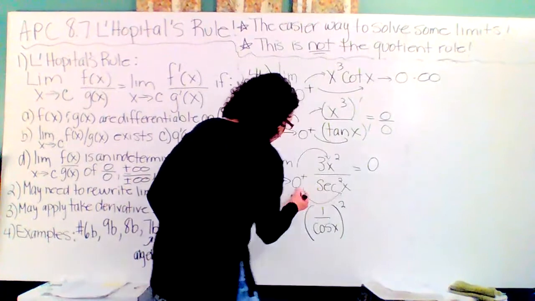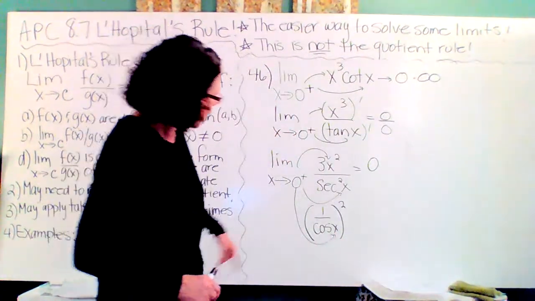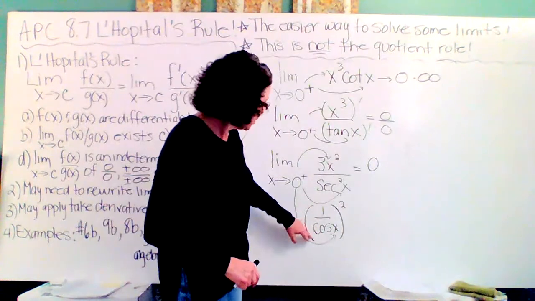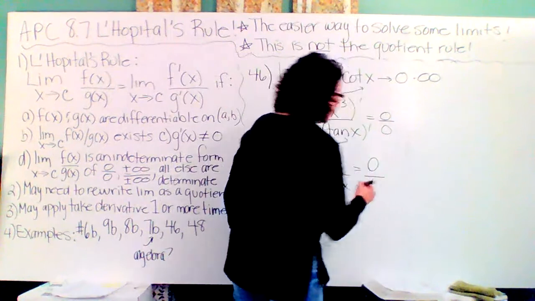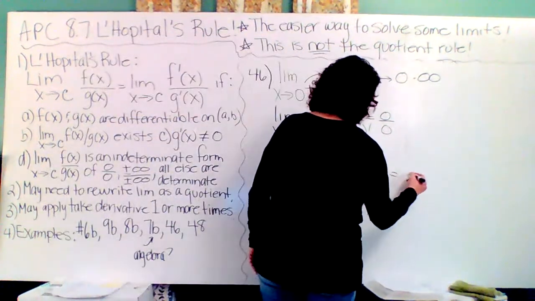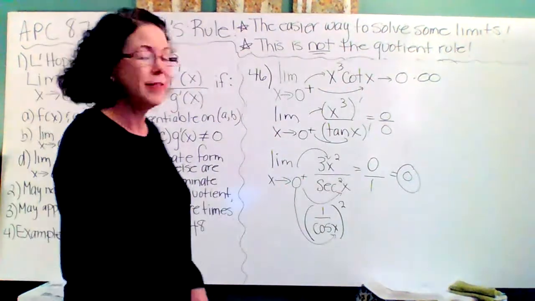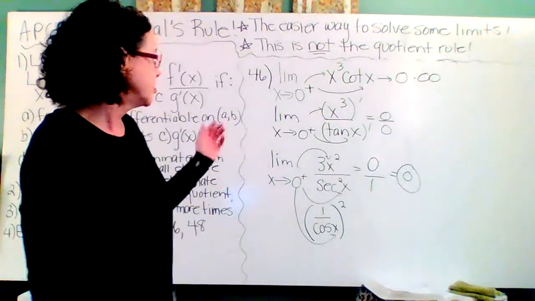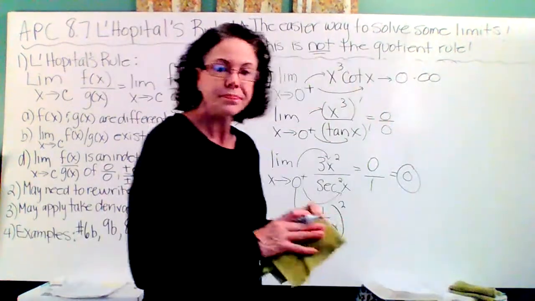So when I put a 0 into cosine here, cosine of 0 is 1. 1 over 1 is 1. 1 squared is 1. So that denominator is actually 1. 0 over 1 is determined to be 0. So there was a limit and we found it, writing our expression as a quotient and using L'Hopital's rule.